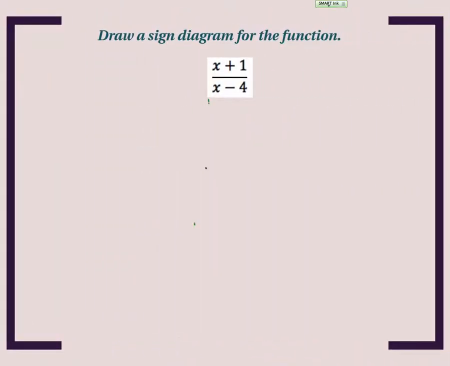Alright, so the directions are still the same. Draw a sign diagram for the function. In this case, our function is x plus 1 over x minus 4. So we end up having to do two things. We have to look for the zeros, and we have to look for where our function is undefined. So, what do you want me to do first? Which one? Zeros first? Okay.